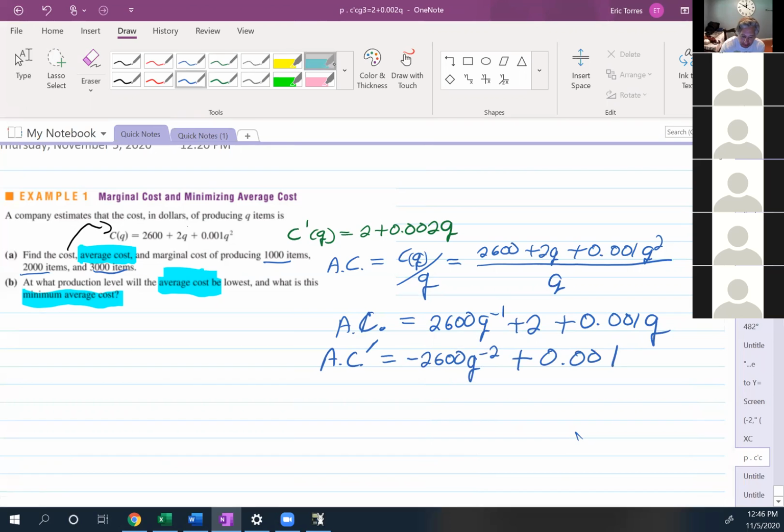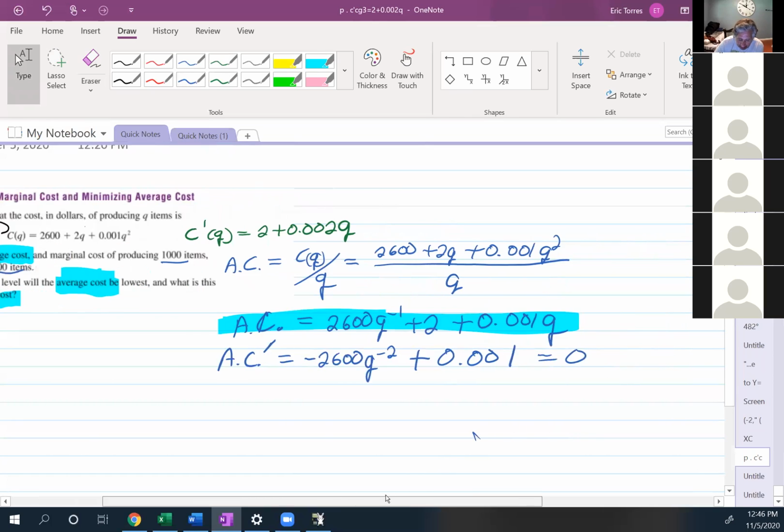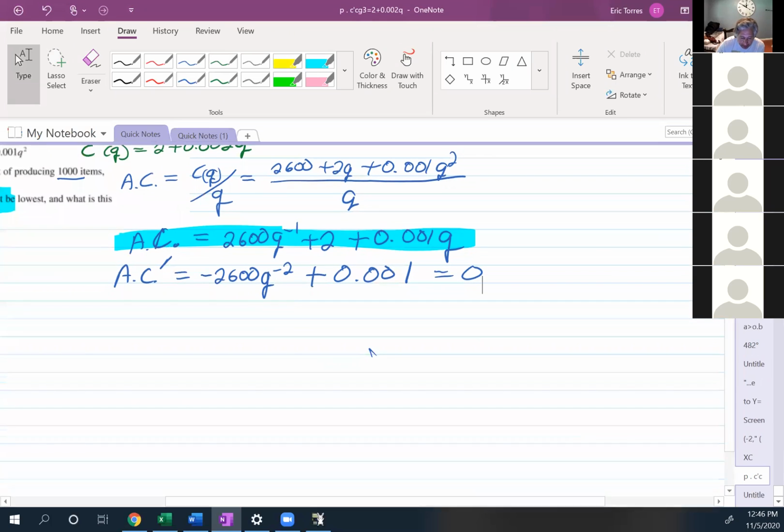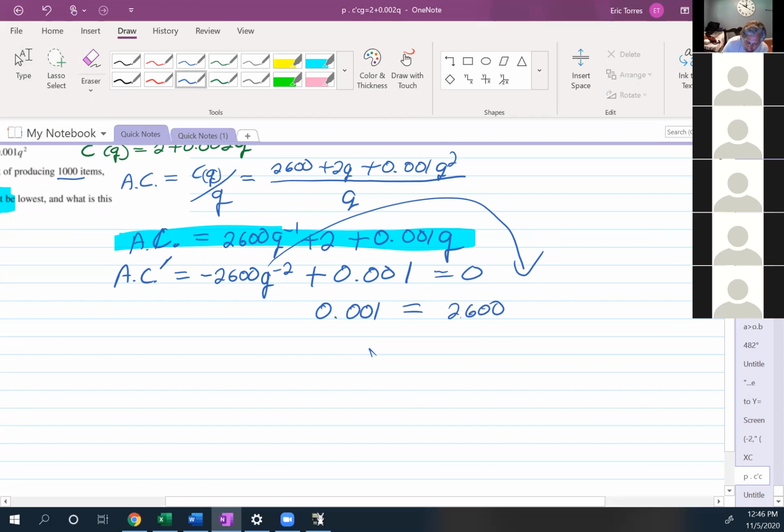So again, I'm just taking the derivative of this term by term. I'm going to take that derivative, set it equal to 0, and once I do that, I can solve for q. So probably the easiest thing at this point would be to move this term over here and get rid of the negative exponent all in one shot. So that gives me 2,600 over q squared.